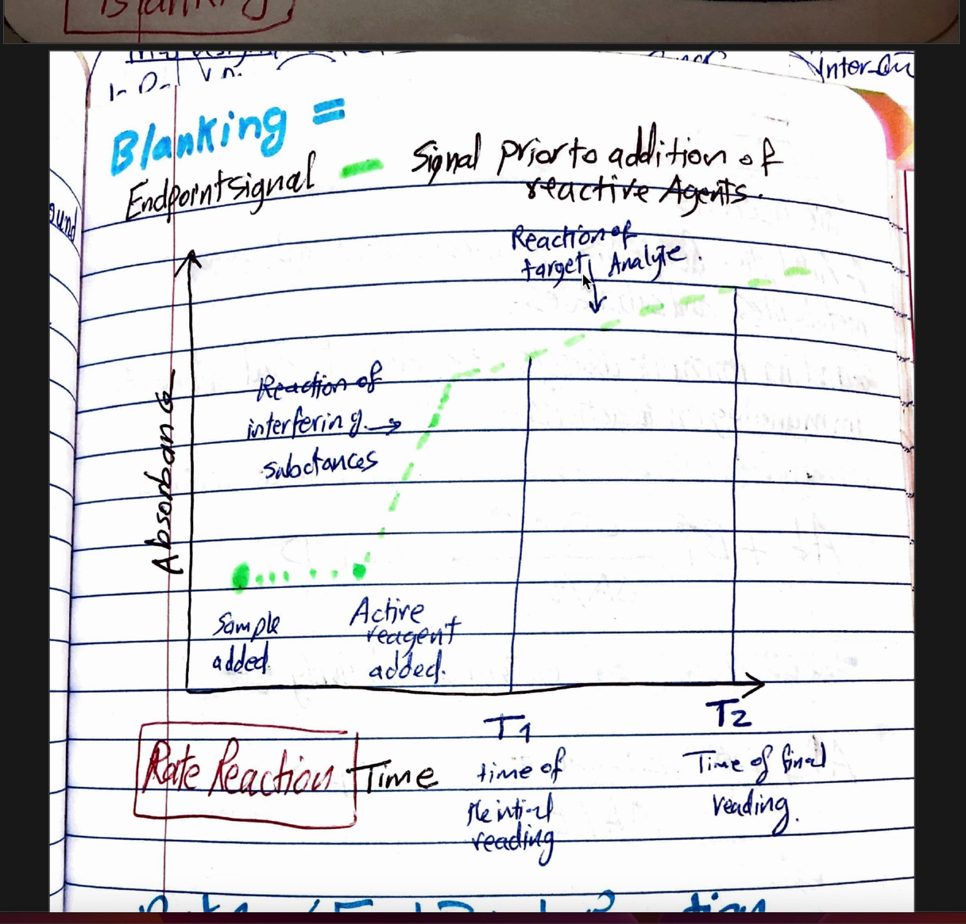So what is the blanking? Blanking is the endpoint signal minus the signal that is prior to the addition of the reactive reagents. So we have here the absorbance, and here what we call the time, and here the sample is added, and then the active reagent is added. So the reaction of interfering substances here, and then the reaction of the target analyte, and here we measure.